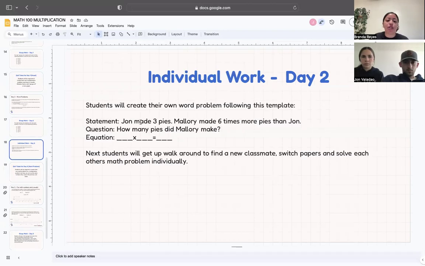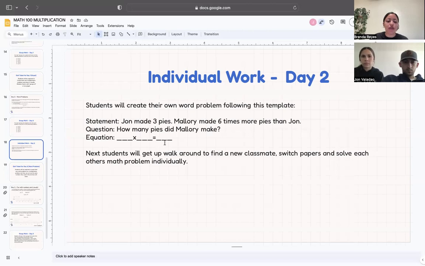So our statement was John made 3 pies. Mallory made 6 times more pies as John. So they can change the pies and the names to anything that they would like, including the numbers. That's the big one. We want them to get more practice with the numbers. So our question is, how many pies did Mallory make, or whatever the students choose to replace pies with? And the equation is what they have to figure out and solve.